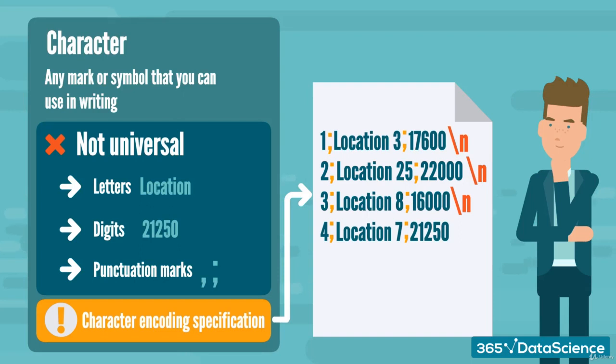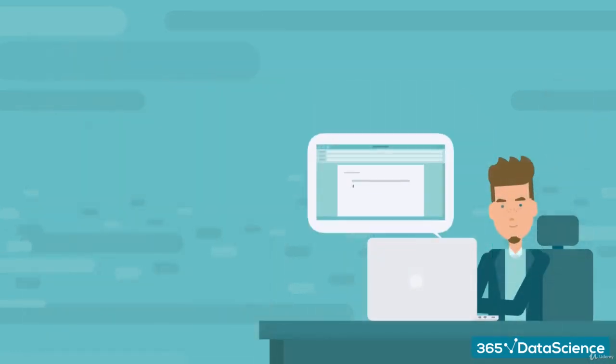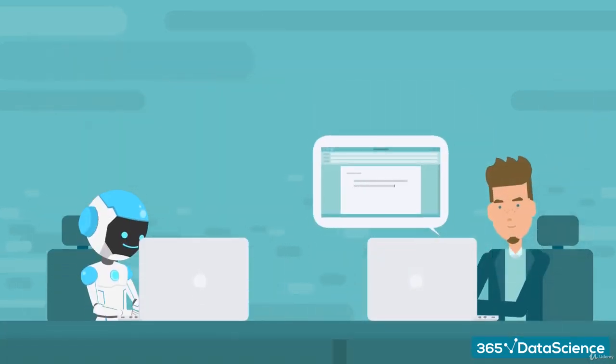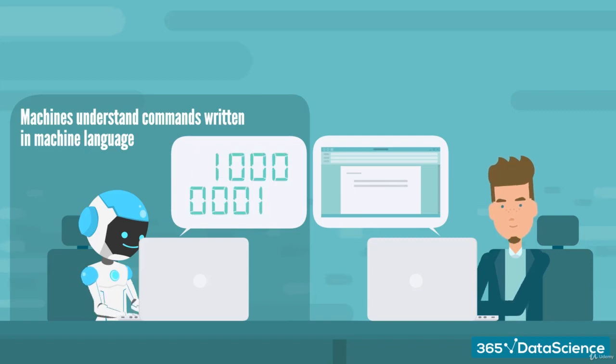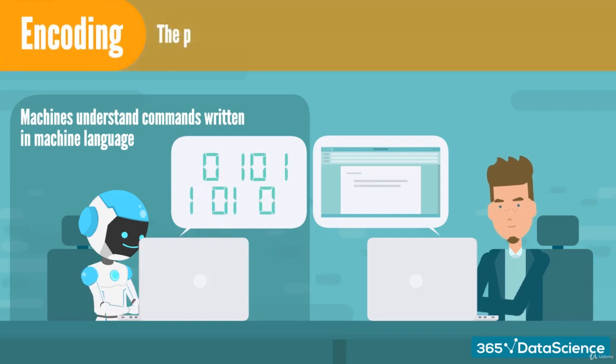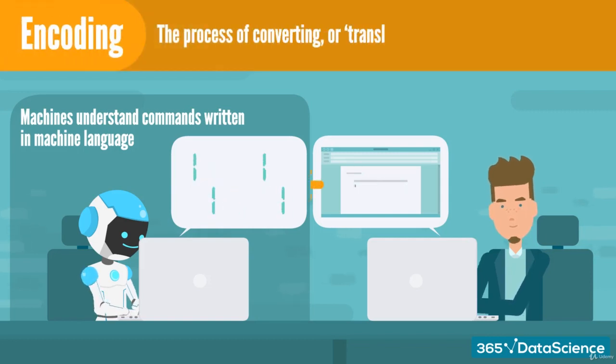To better explain why we are constantly using character encoding specifications, think of the following. Generally, people like to work with text. However, machines only work with bytes. In other words, machines understand commands written in machine language. That is practically the lowest level language, composed of ones and zeros only, organized in a specific order. So you can think of encoding as the process of converting or translating text information into bytes.